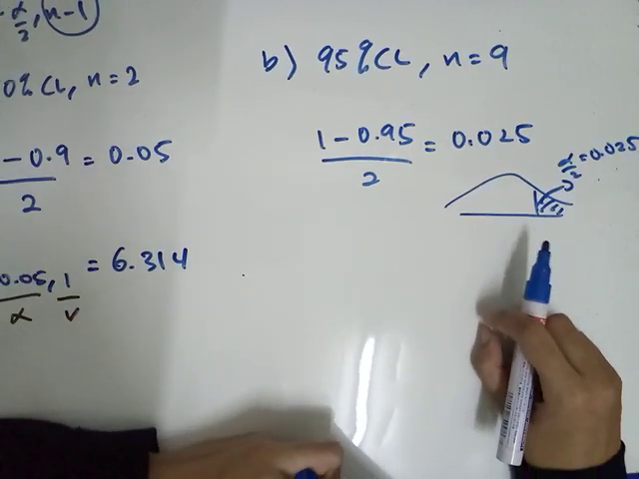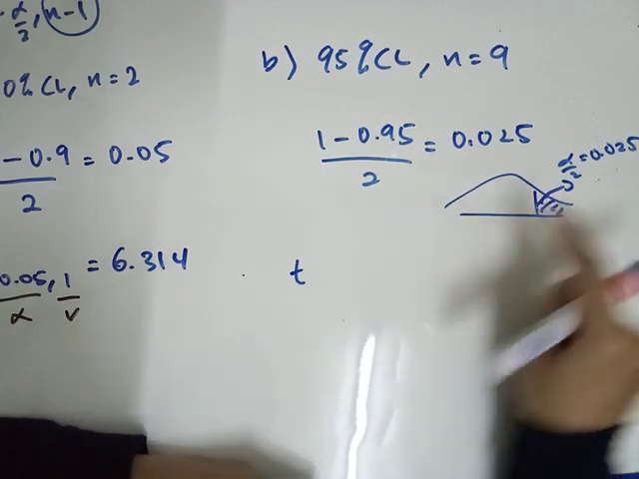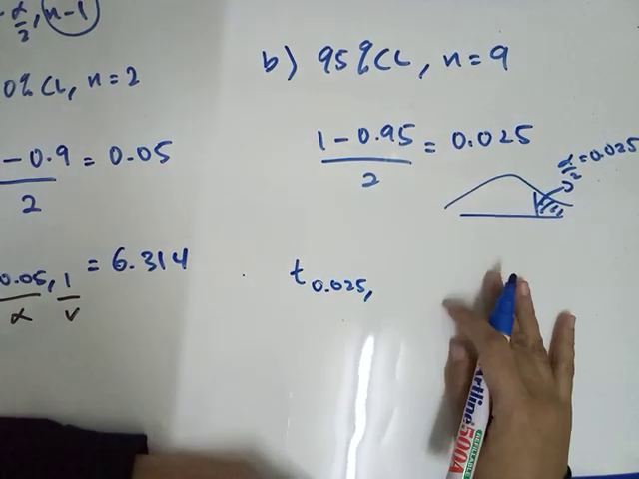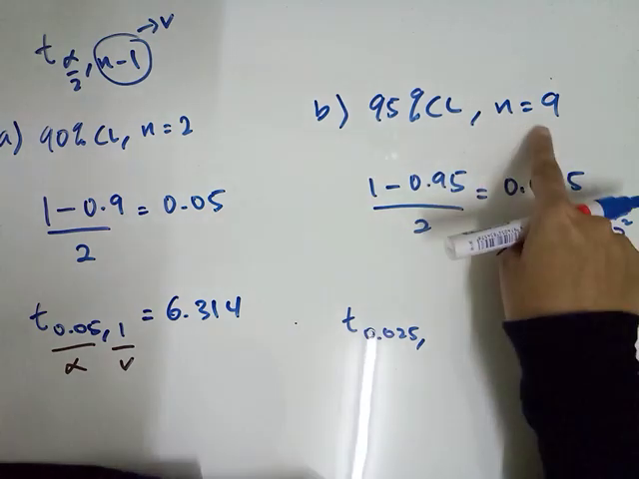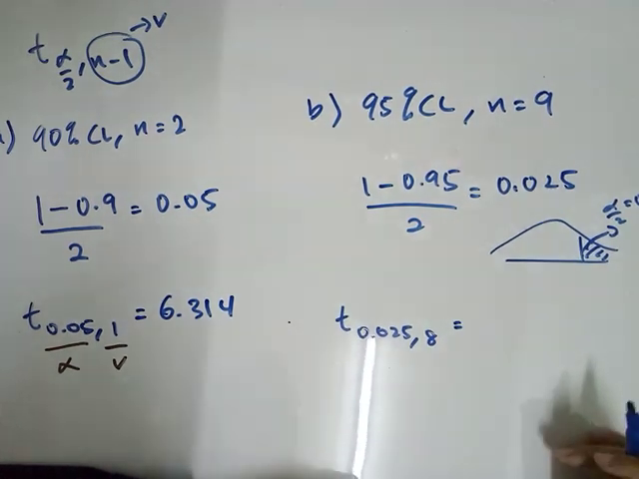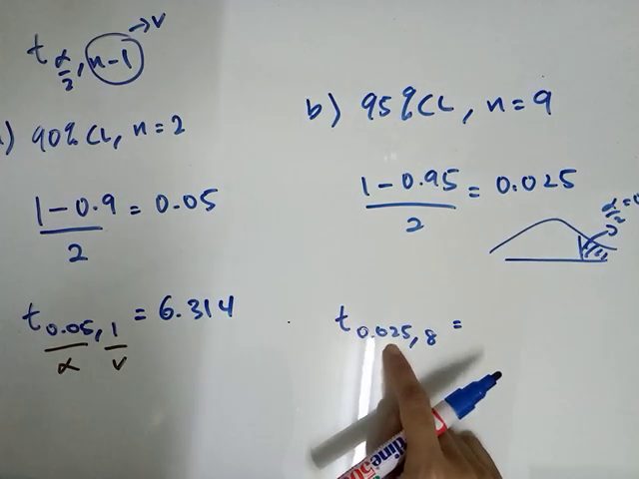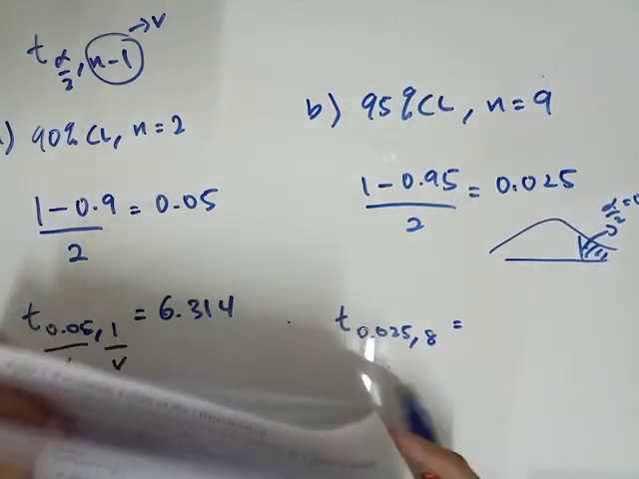Alright, and then the T alpha over 2, 0.025, and then n minus 1. Okay, we know that n is 9. 9 minus 1, we get 8. So the alpha is 0.05, 0.025, and then v is 8.